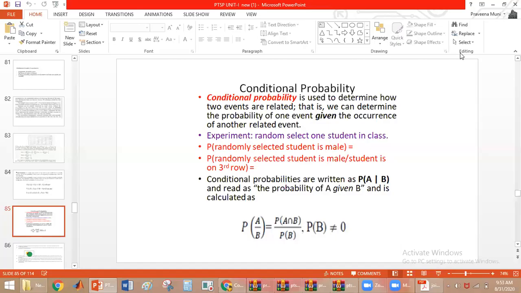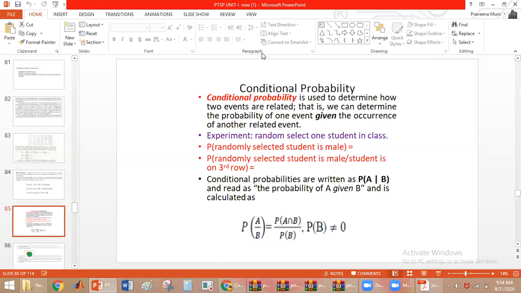Conditional probability is nothing but the probability of one event occurring, given that another event has already occurred. Suppose A has already occurred. Then B can occur only in the part inside A, that is inside A intersection B. So that is called conditional probability. It is denoted as P of B given A, which means the probability of B occurring given that A has already occurred.